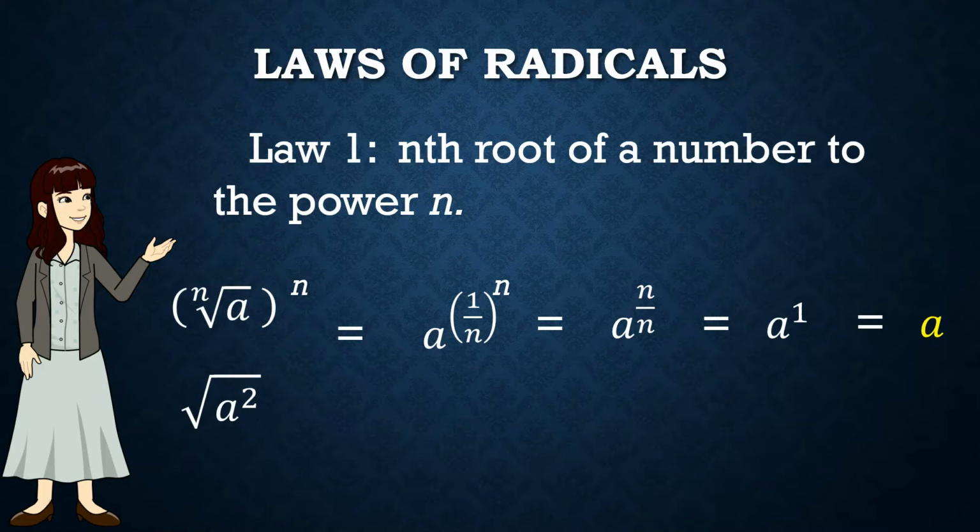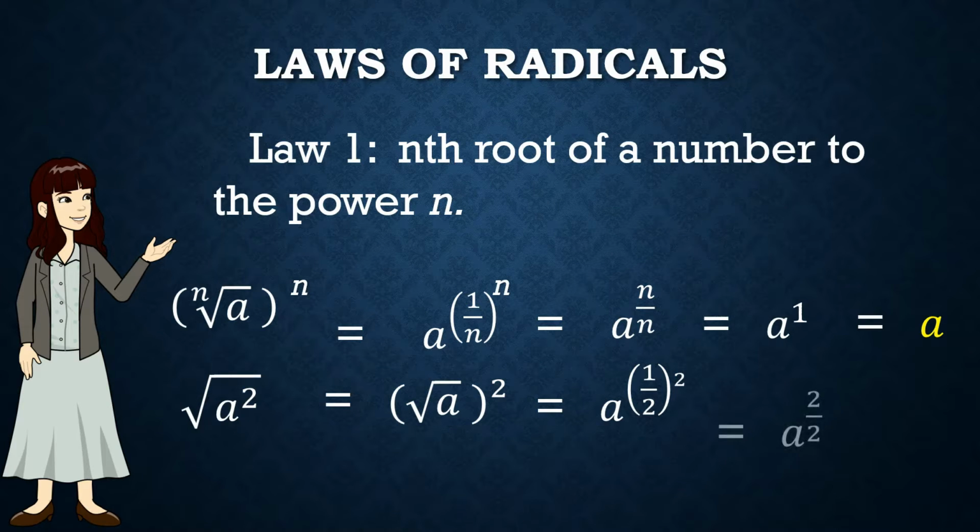So if we have the square root of a squared, meaning the square root of a quantity squared, we can write it as a raised to 1 half, quantity raised to 2, which is equal to a raised to 2 over 2, and the answer is also a. So let's give an example.